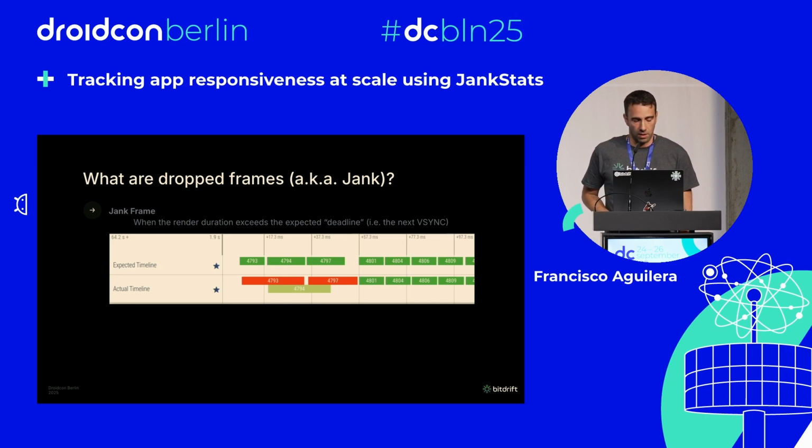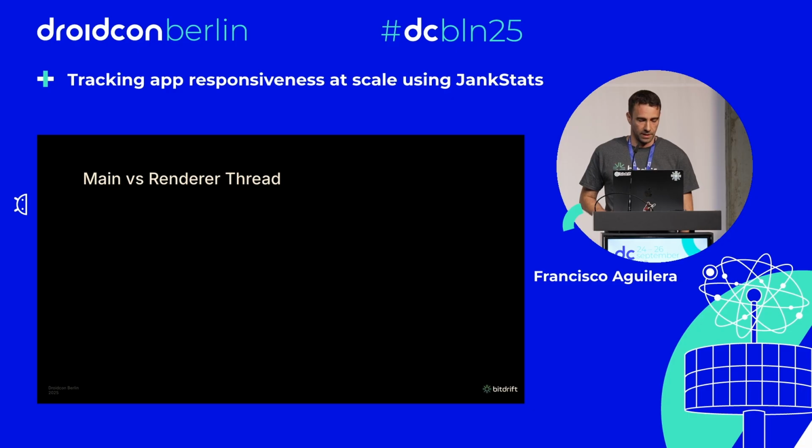But okay, what are dropped frames, also known as jank? A jank frame is when the render duration exceeds the expected deadline set by the vsync. That depends on your current frame rate. If you have a 60 Hz display, the expected deadline should be 16.67 milliseconds. If you have a higher rate display, 120 Hz, 8.33. If you don't render a frame in time, that will be a dropped frame. And that's the jank we are talking about, dropped animation, stuff like that.